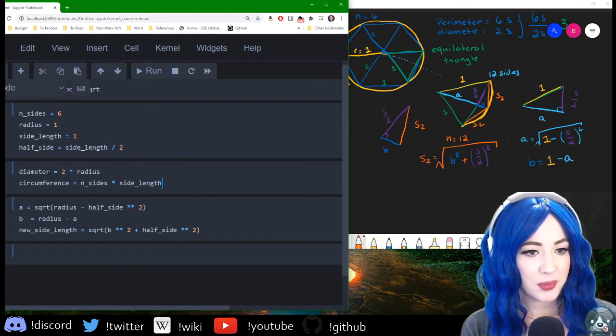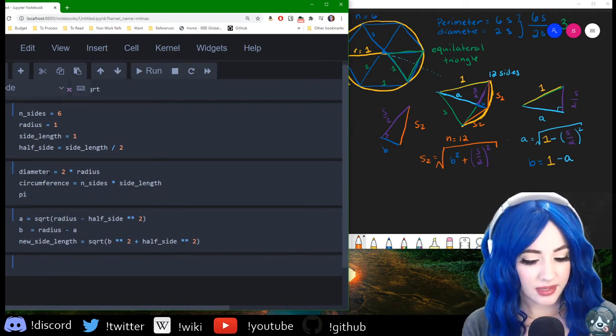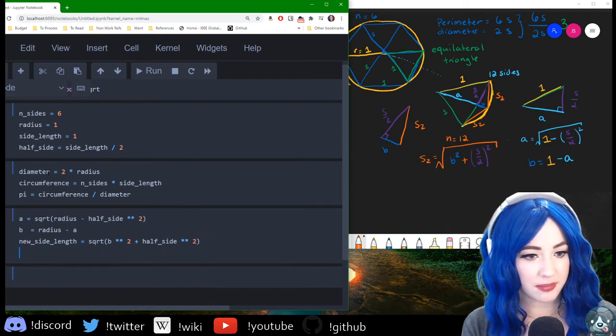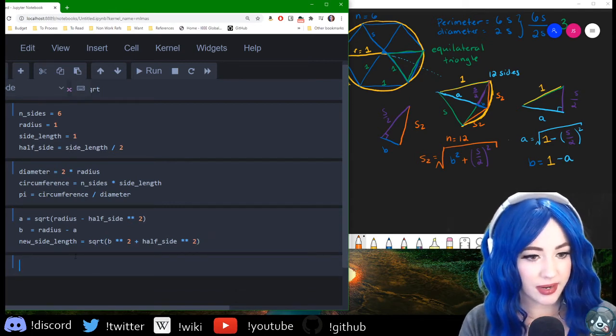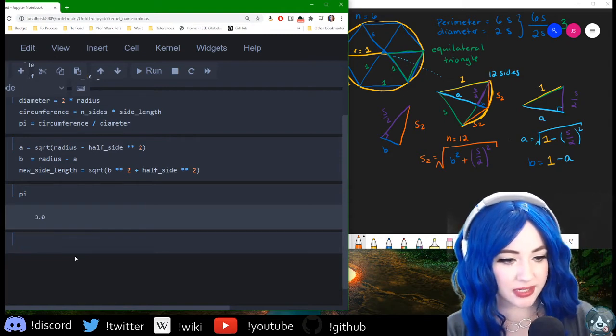And then we have our current estimate for pi, which is going to be our circumference divided by our diameter. So our current estimate before we use our new side length, right, is going to be 3. That's what we expected. Good.